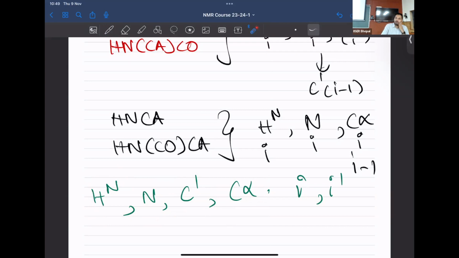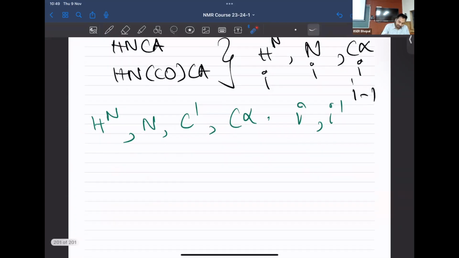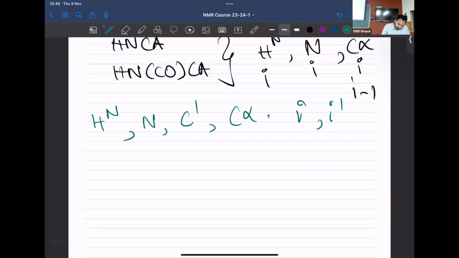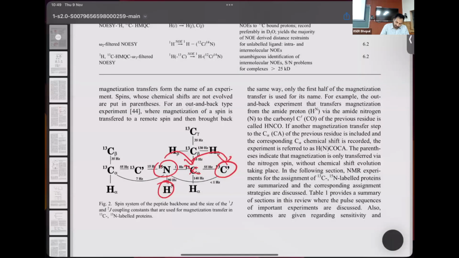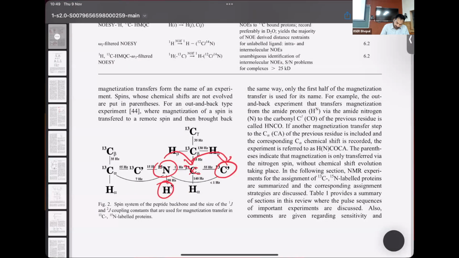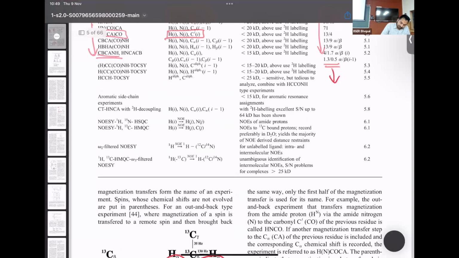Oh, then what do we do? Well, we'll add one more suite to this experiment. What is that experiment? HNCACB. Okay, let's take a look at what an HNCACB does. We'll not look at the pulse program. We'll try to do it. Where is HNCACB? There you go.